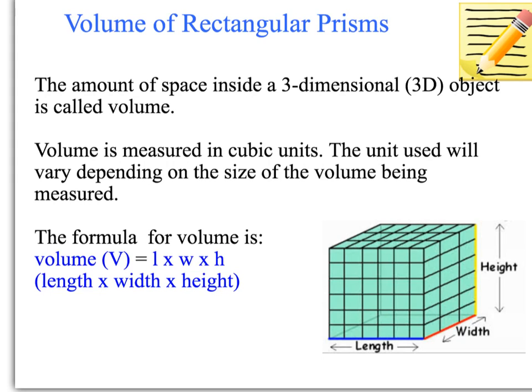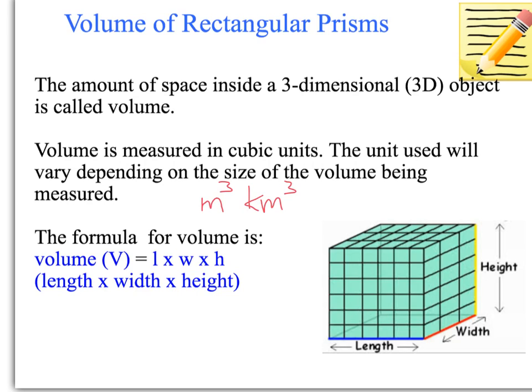Volume is measured in cubic units. So instead of meters squared, we would write meters cubed, so meters with a 3 above it. Or kilometers cubed. And that's how you write it. Depending on what you're measuring, you will use different measurements, as you do with perimeter and area.